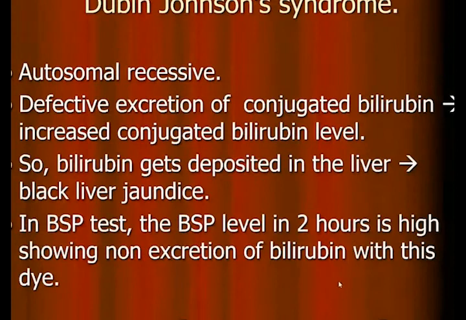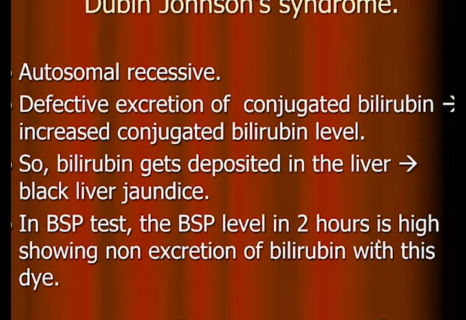Then there is Dubin-Johnson syndrome, and this is autosomal recessive, and bilirubin gets deposited in the liver. The normal liver will be brown in color. But in this case, because of the bile deposition in the liver, it will be black in color. The liver will become black, so that is called black liver jaundice because of the high deposition of the bilirubin in the liver.